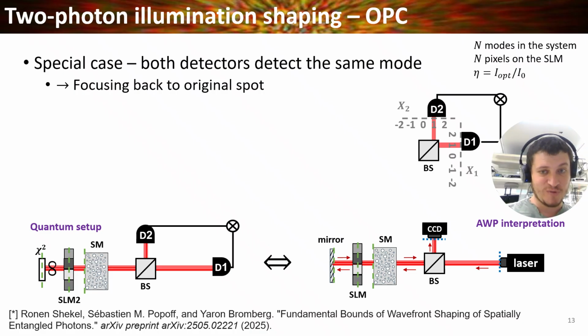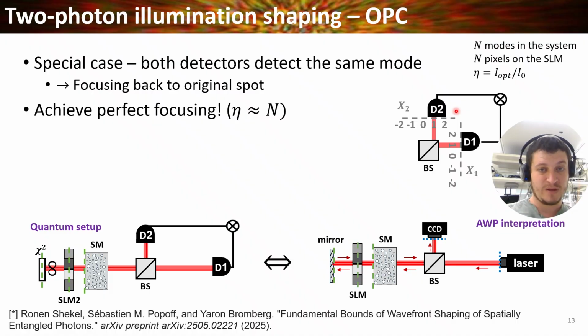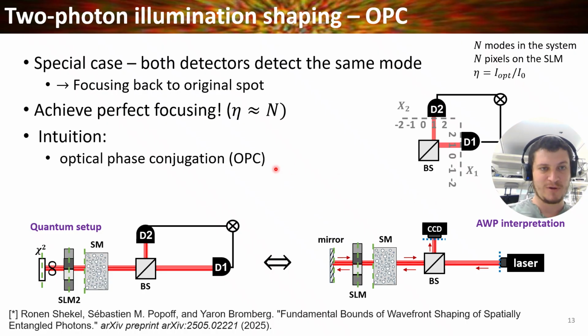However, despite this reduced enhancement in this configuration, there is a special symmetrical case. If both of the detectors are placed in the same location, where they're both at x equals 1 in their respective axes, it turns out that we actually get perfect focusing. In the Klyshko interpretation, that means that we send the laser and we don't try to focus to any arbitrary spot on the camera, but rather to focus back to the same spot that coincides with the location of the original laser. So this is somewhat surprising, and we explain this in the language of OPC, of optical phase conjugation.